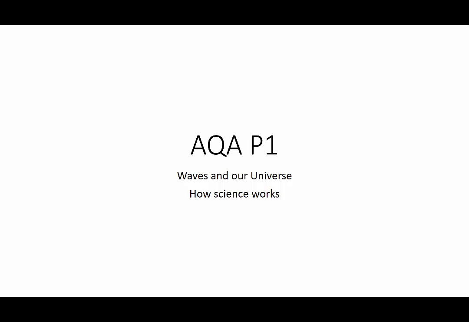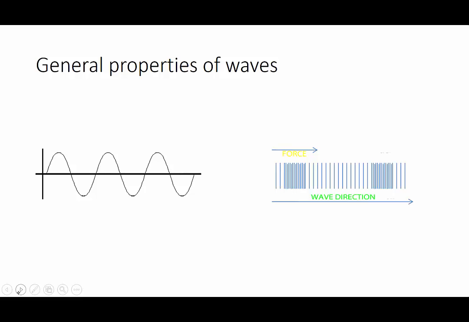Welcome to this video of AQA P1 revision covering waves in our universe and some how science works factors. So we'll start with the general properties of waves. We've got two types of waves here, but both types transfer energy, and that's the general property of waves. Waves are something that transfer energy through vibrations or oscillations.